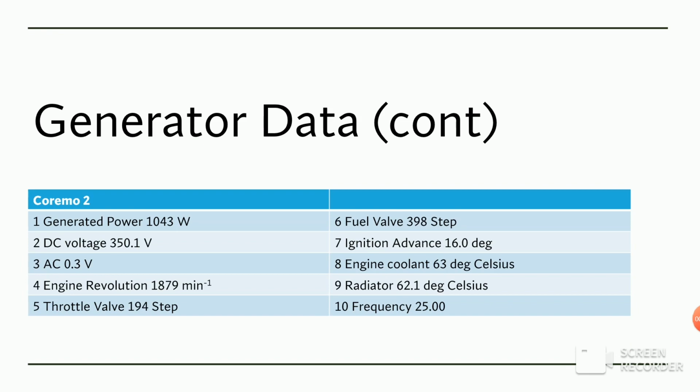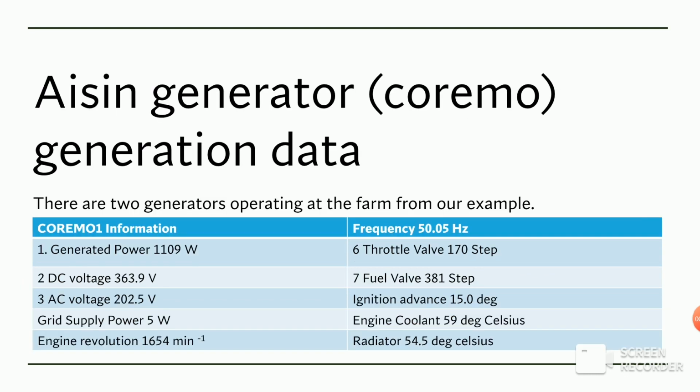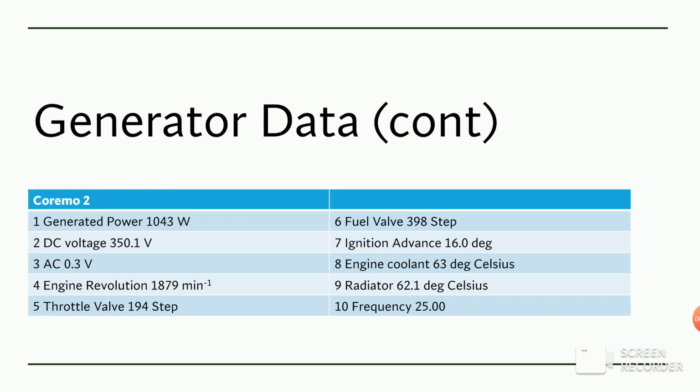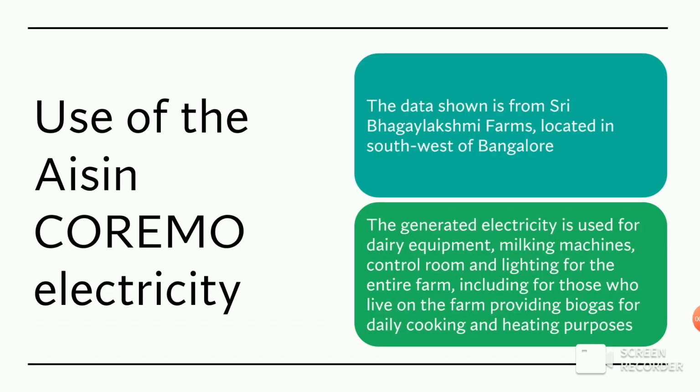And the reason why we have two separate data tables for these two generators is because they're both used for separate parts of the farm. So, we can see right off the bat the generated power for Corimo 1 is slightly higher than Corimo 2. And again, that's just because of the location that they're based off of. And these Corimo generators are used on Sri Bhaglakshmi farms. I'm sorry if I butchered that. It's located in southwest of Bangalore.